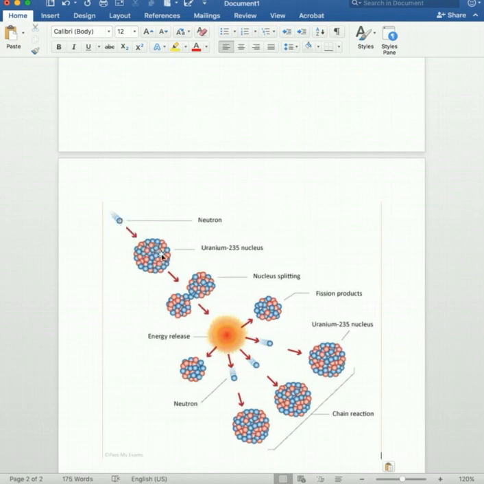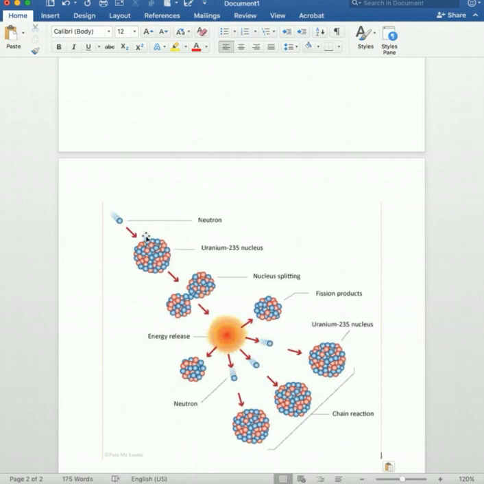The neutrons can be absorbed by another uranium nucleus. That makes it unstable, and so the nucleus splits. This is the parent nucleus. These are the daughter nuclei. Those are the terms we use. And when it splits, energy is released. And 2 more neutrons are released. So here we have 3.